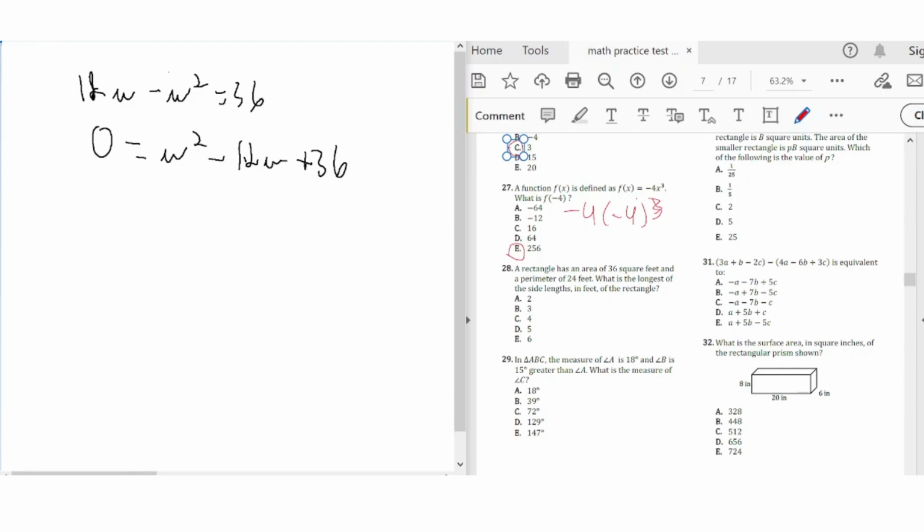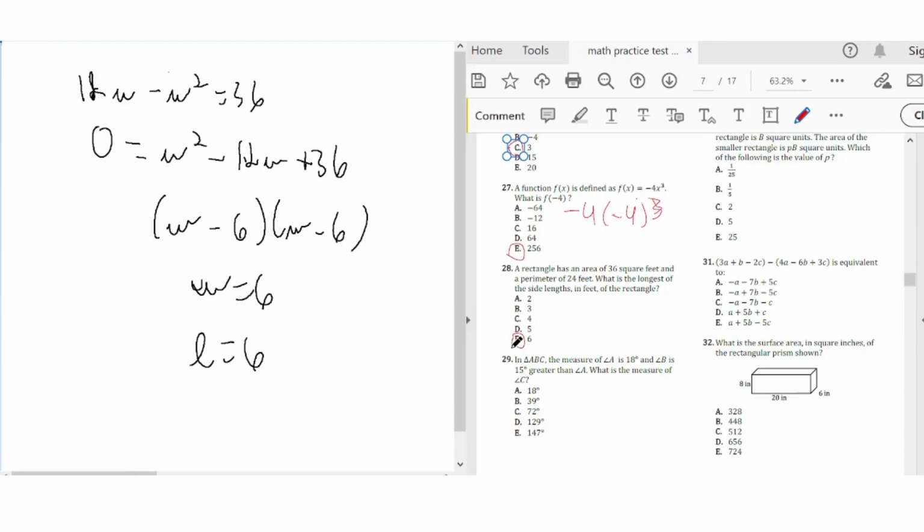All right, so let's solve this quadratic. Let's try to factor here. We can see that this is actually a perfect square because W minus 6 times W minus 6 gives us this equation right here. So we actually know that our answer is 6. The width equals 6. Now we can plug that back into the area formula to find the length. We know that the length is also 6. Therefore, both sides are the same length, and this rectangle is actually a square. So our answer is E, 6.